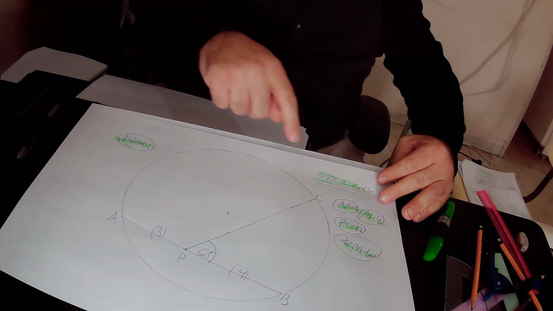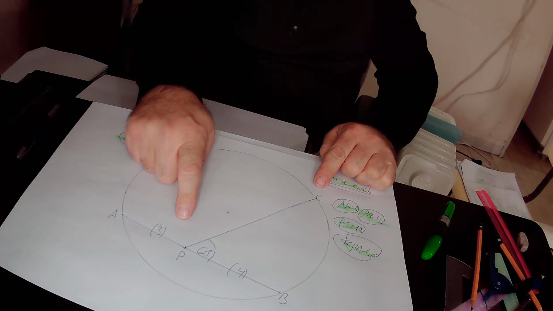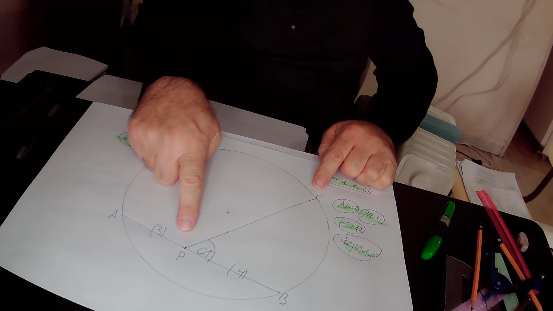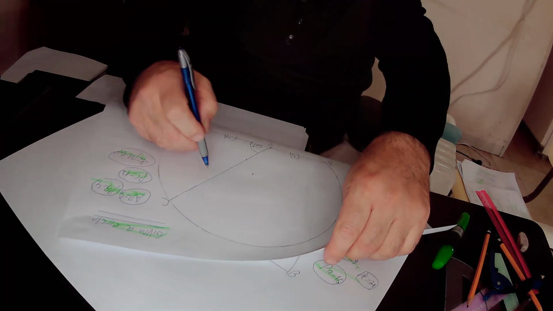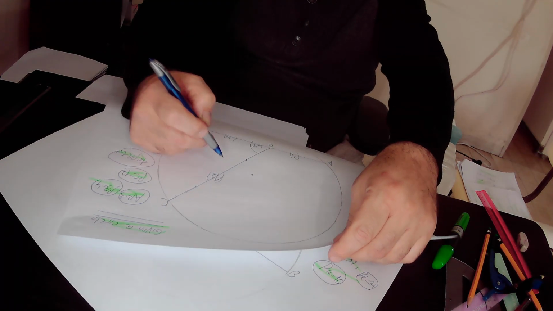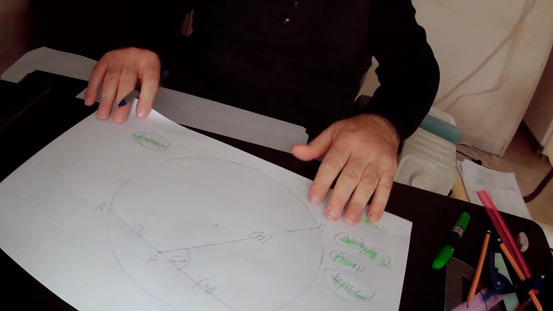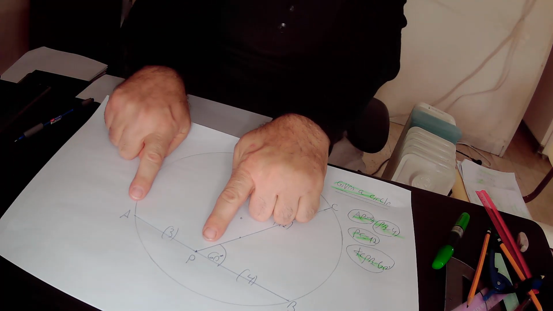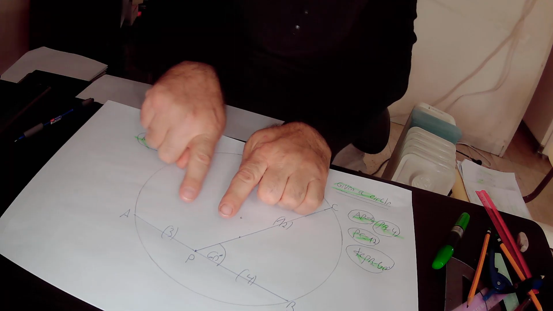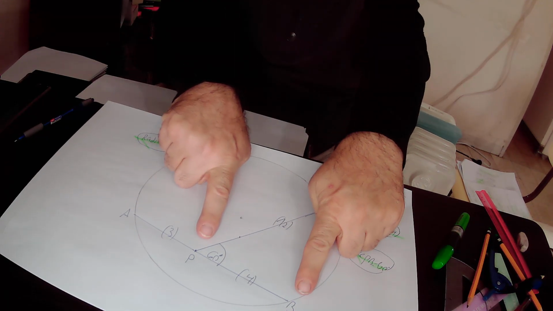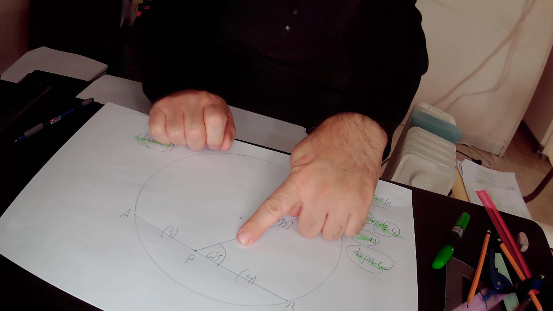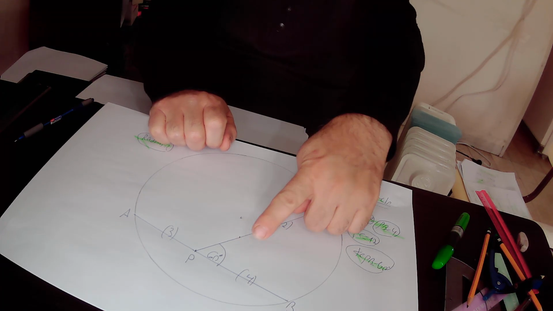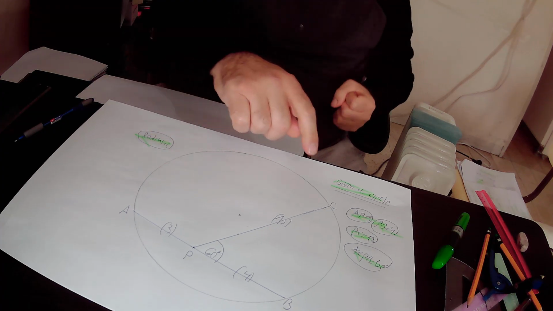In the drawing, we have a circle. This is CP, which equals 12 units in length. This is AP, which equals 4 units in length. This is PB, which equals 4 units in length. This is angle CPB, which equals 60 degrees. Again, our task is to find the radius of this circle.